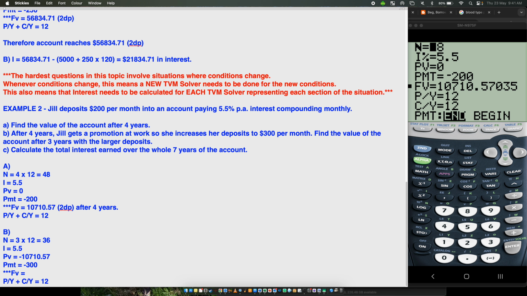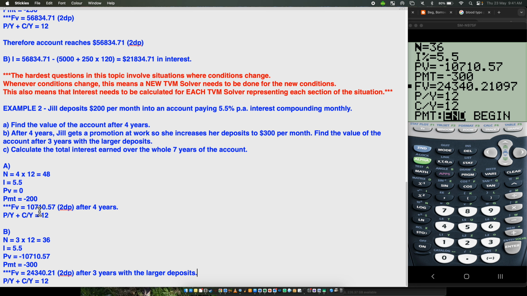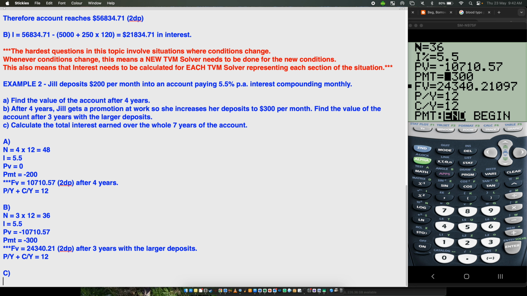So calculator, 36, PV. I almost stuffed that up. Negative 10,710.57. Negative 300. So you'll see that that's significantly more. $24,340.21 after 3 years with the larger deposits. So we've done B. C, calculate the total interest earned over the whole 7 years of the account.